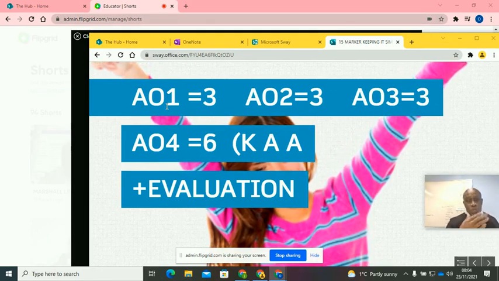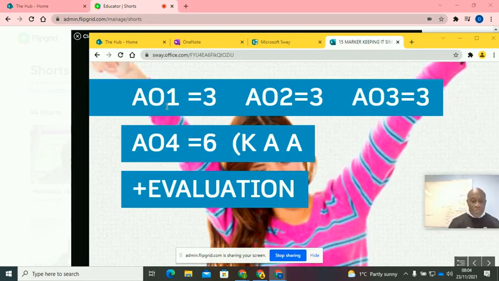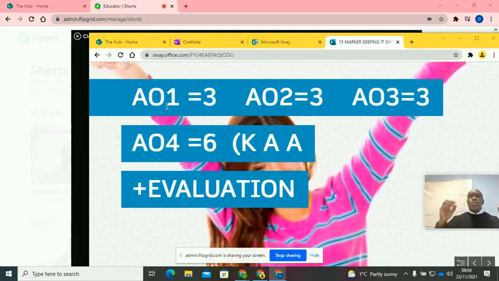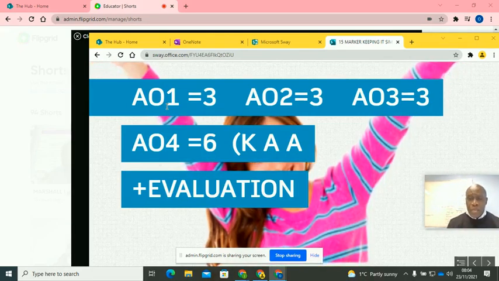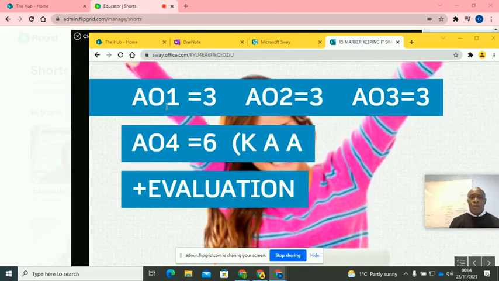I will give you practical examples of how you can maximize knowledge marks. With AO1, you should be scoring all the marks. It's the easiest marks to score, and that's why it's AO1.